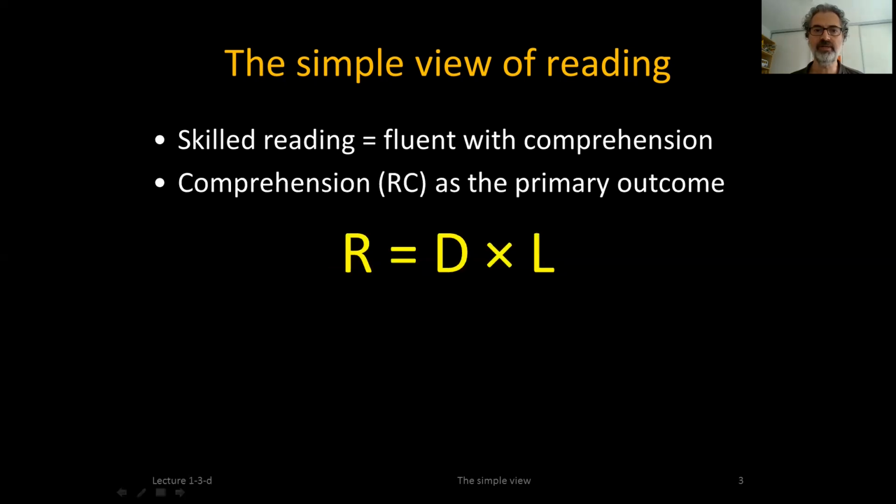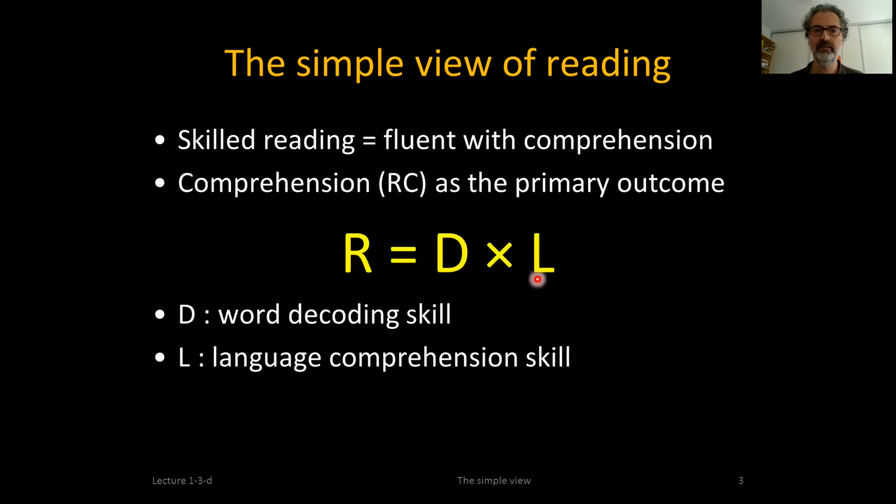And the simple view of reading says that reading comprehension is the product of decoding and language comprehension. In other words, D stands for word decoding skill and L stands for language comprehension skill. So the simple view of reading says that understanding what you read is a product of being able to read the words and being able to understand language.